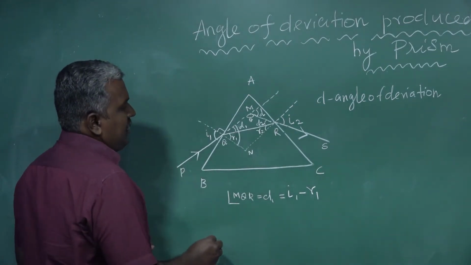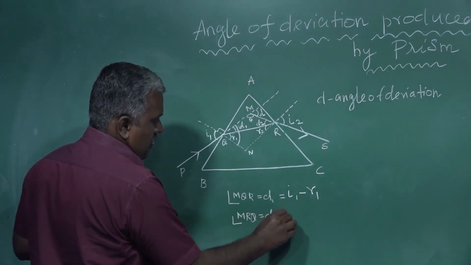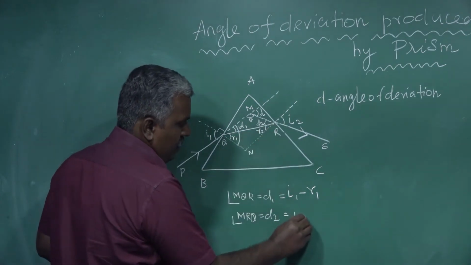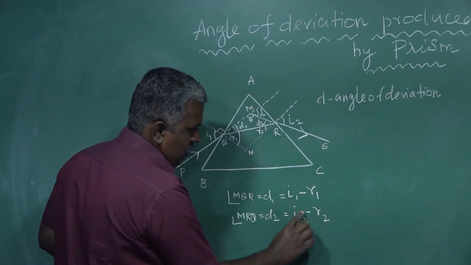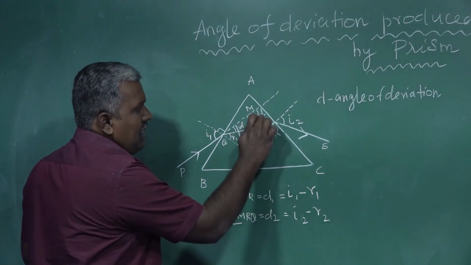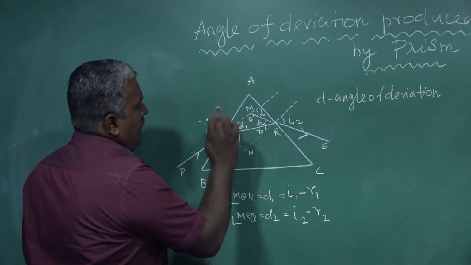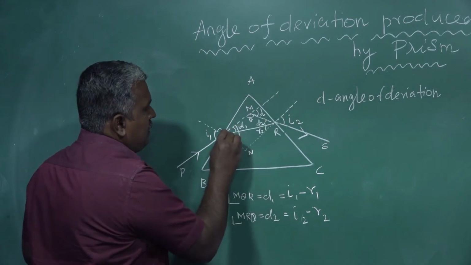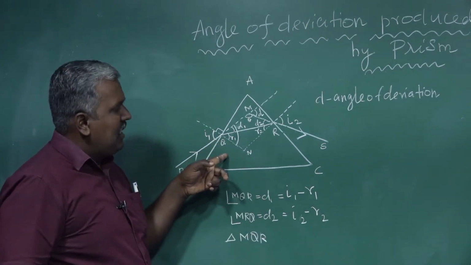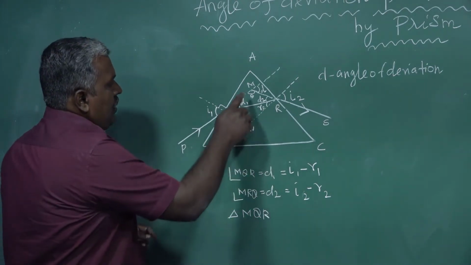Similarly, D2, angle MRQ, it is I2 minus R2. Very good. I2 minus R2 is equal to D2. Then here you must find out the small d value. How? Listen, triangle MQR. See this diagram, very, very simple. After drawing the diagram, you can write the derivation or all the formulas very simply with the help of the diagram. Don't worry.